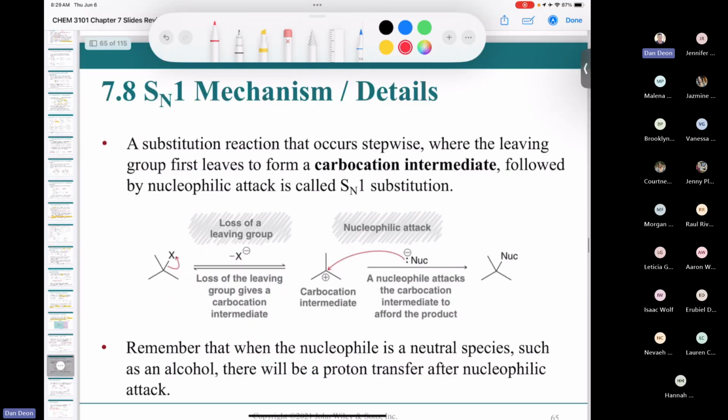Okay, so let's take a look at the mechanism in detail. And this mechanism you need to know by heart. This is just an SN1 mechanism, and if you're looking at it, you might go, well, I could figure this out pretty quickly. It's just a loss of the leaving group to form a carbocation, followed by a nucleophilic attack.